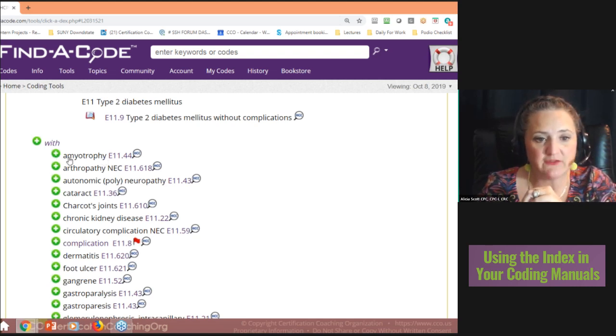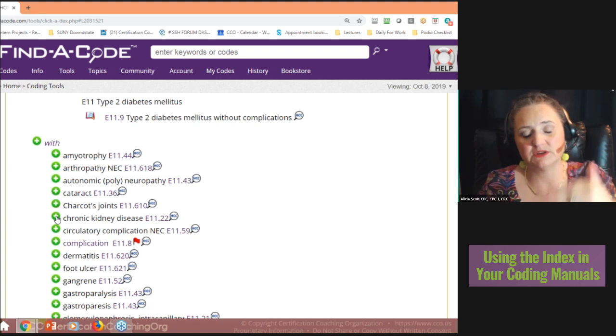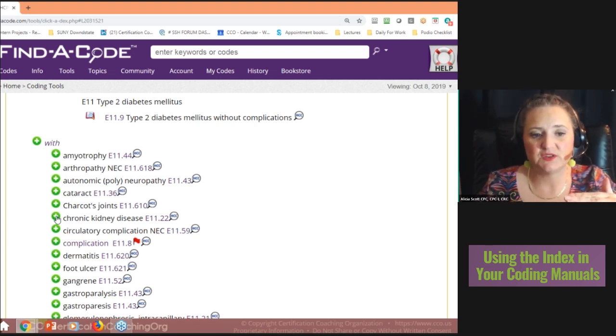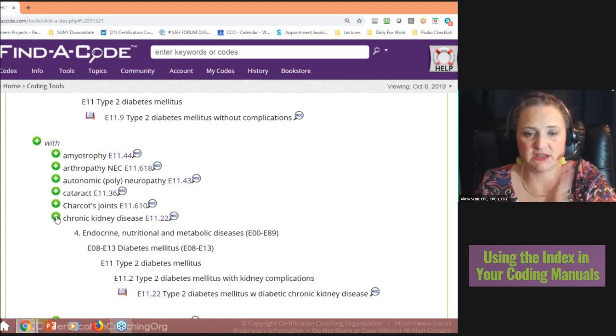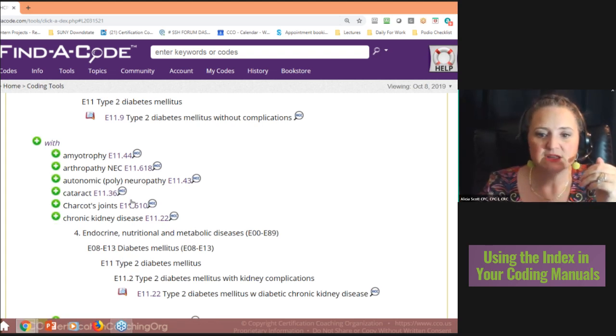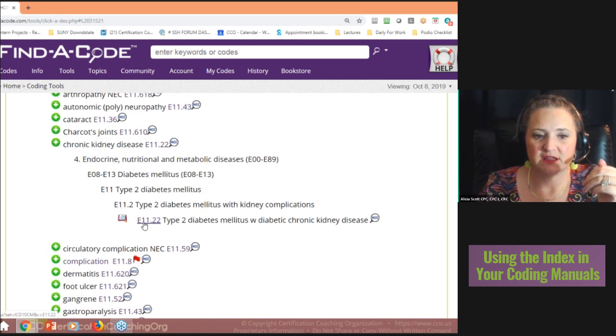So we're going to alphabetically look for chronic kidney disease. There it is, chronic kidney disease. So it's not going to be E11.9. A 9 usually means unspecified, 95% of the time, not always. It's E11.22. However, there's more there. As far as this is concerned, just know that the little green arrow just means there's an indent. In your manual, it would be indenting. So we have choices here. We have E11.22, which is diabetes mellitus with diabetic chronic kidney disease.